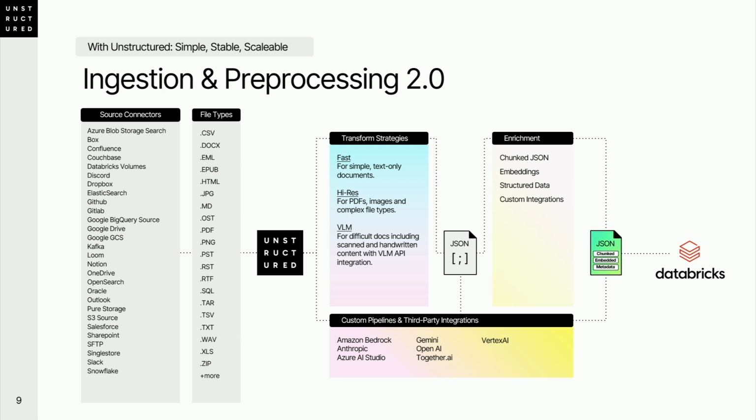High-res strategy is based on object detection and optical character recognition. So that works on the PDFs that don't have extractable text, and we need to bring machine learning models to bear. If we can't get the data with those, then we'll look at a VLM. We'll say, how can we get this data out with a large language model?